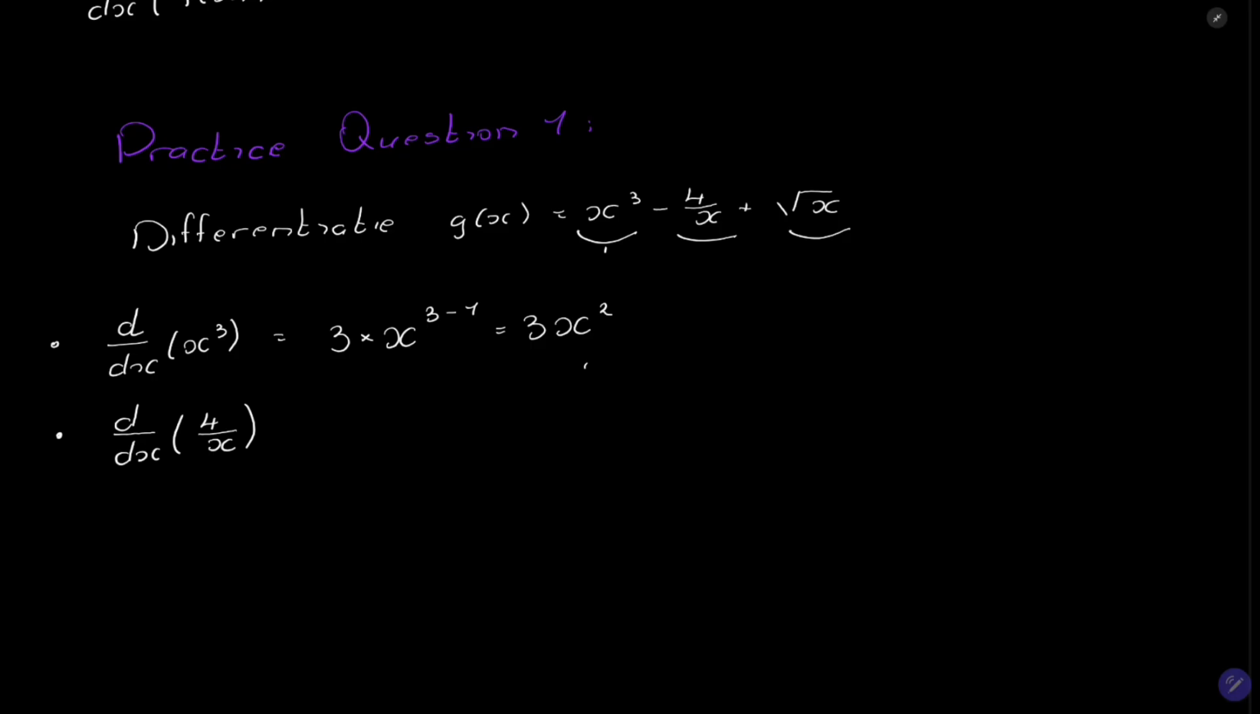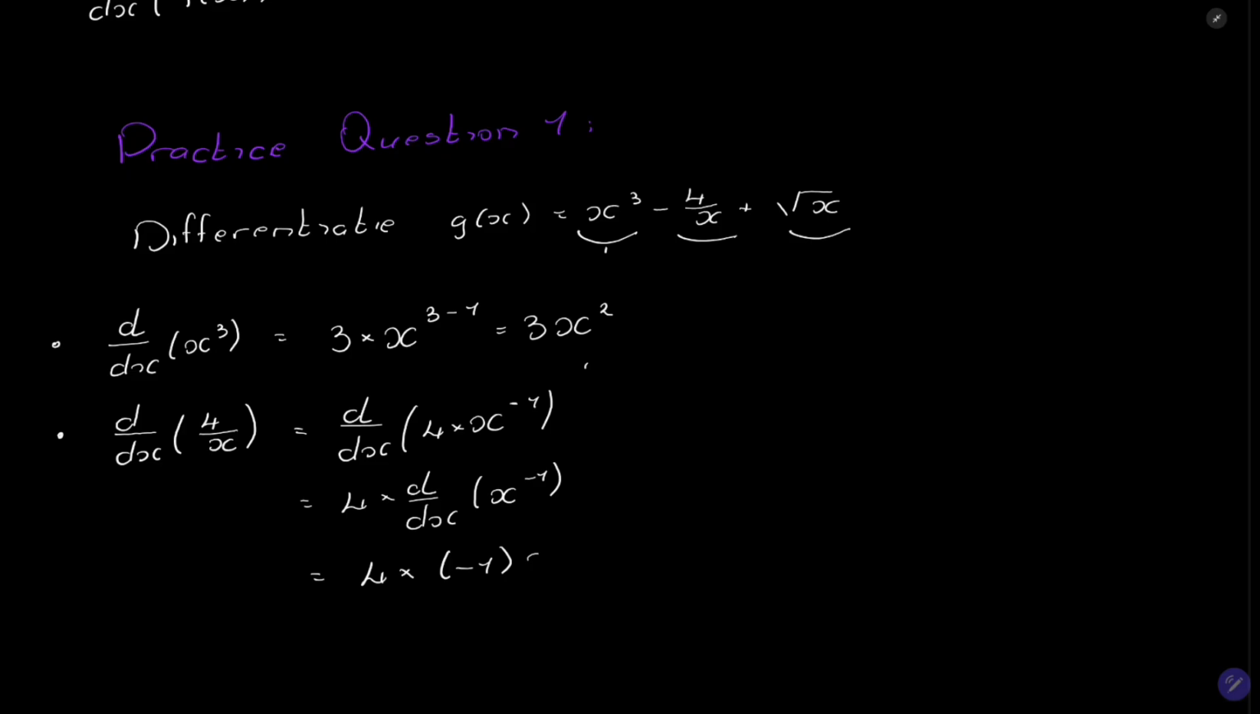So moving on with this, we have differential with respect to x of 4 divided by x. This term can still be written as differential with respect to x of 4 times x to the power negative 1. Now, using our constant multiplier rule, 4 is a constant, so we need to isolate it. This gives us 4 times the derivative with respect to x of x to the negative 1. Now, using our power rule, we have 4 times negative 1 x to the negative 1 minus 1, which gives us 4 times negative 1 x to the negative 2, giving us negative 4x to the negative 2.